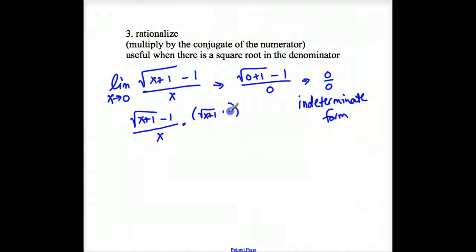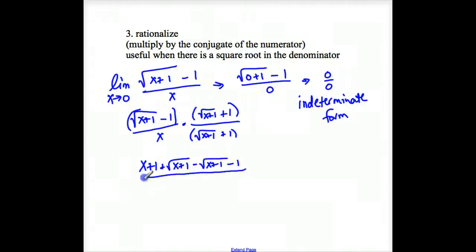The top has a conjugate of the square root of x plus 1 plus 1. You just change that symbol, not the one inside of the square root. And then do FOIL. First times first, the square roots go away. Outside times outside is the square root of x plus 1. Inside times inside is the negative square root of x plus 1. And last times last is minus 1.